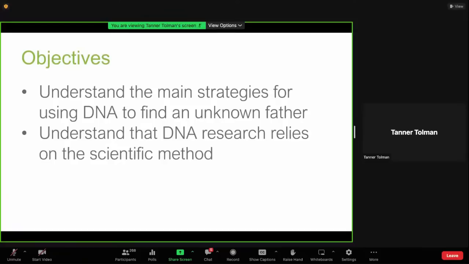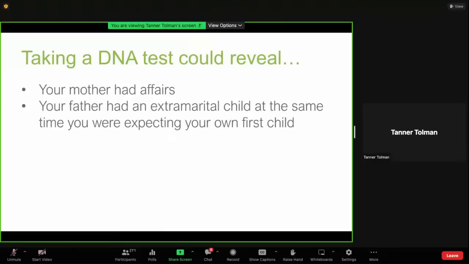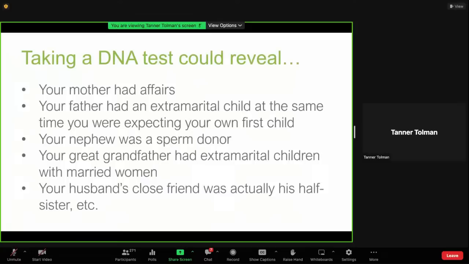So, for most people, taking a DNA test is just fun and all of their relatives match as expected. The ethnicity is often pretty close to the truth. But for some people, a DNA test can reveal surprises or things that are painful to learn, such as: your mother had affairs. Your father had an extramarital child at the same time you were expecting your own first child. Your nephew was a sperm donor. Or maybe your great-grandfather had extramarital children with married women. Or your husband's close friend was actually his half-sister. And many, many more things.